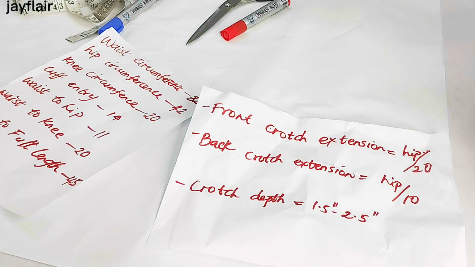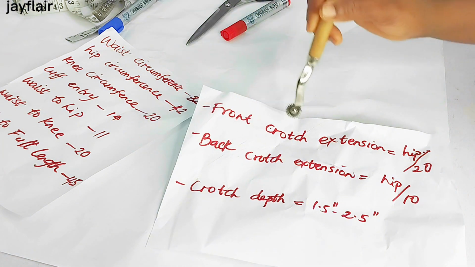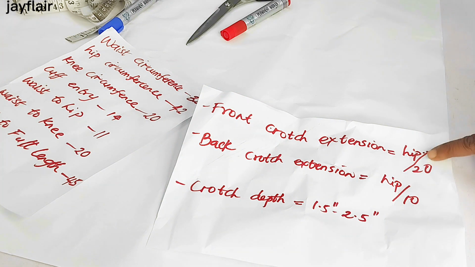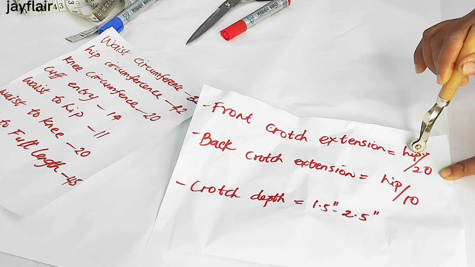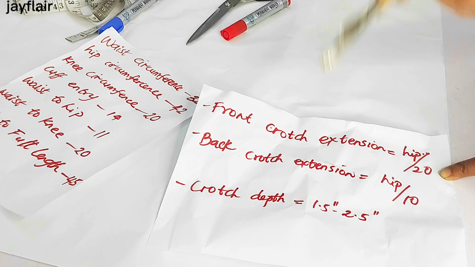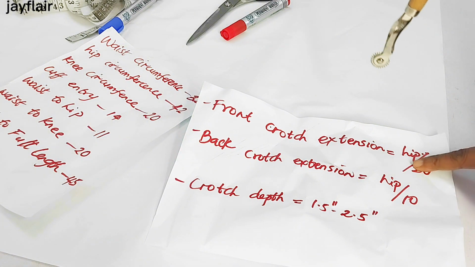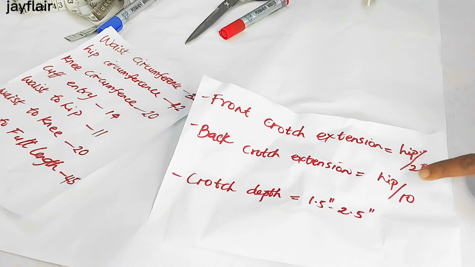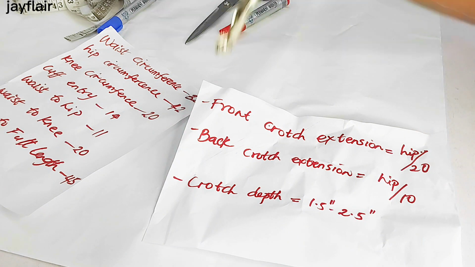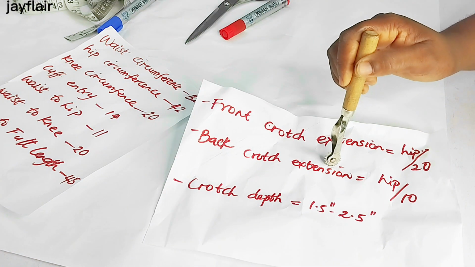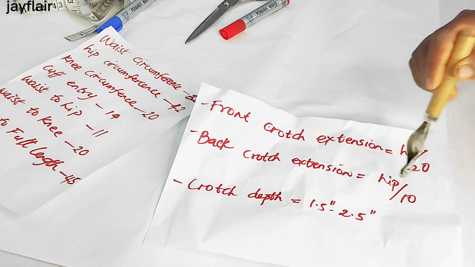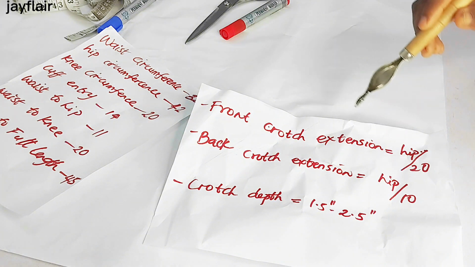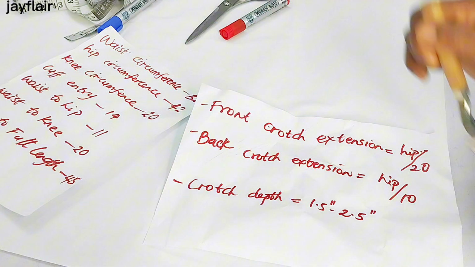Then I also want us to take note of the following vital information: the front crotch extension. To get the front crotch extension, you divide your hip circumference by 20. Now, to get your back crotch extension, you divide your hip circumference by 10. Hip circumference divided by 10, you will get your back crotch extension.